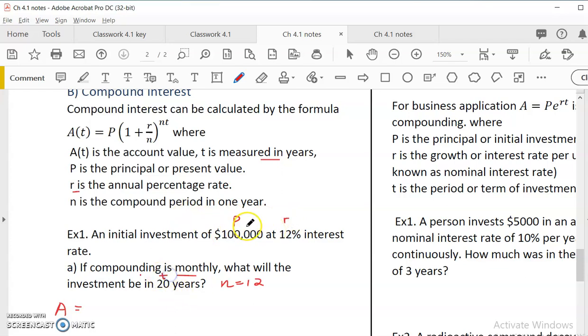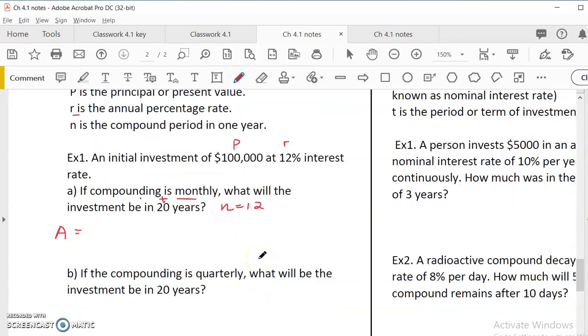And t is 20. You can see this formula is quite complex. You have to plug in P, r, n, and t. Usually they give you P, r, and t, but n, which is the number of compoundings per year, you have to figure out by looking at how frequently they compound in 1 year. So in our case, it would be 100,000 times 1 plus r is 12%, change it into a decimal, 0.12, over n is 12, and then nt, so 12 times 20.